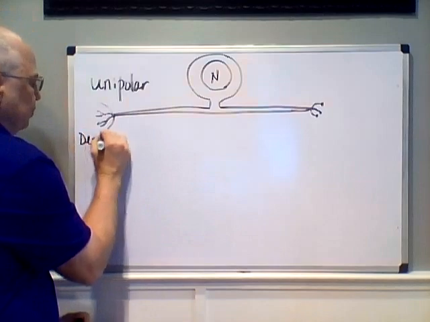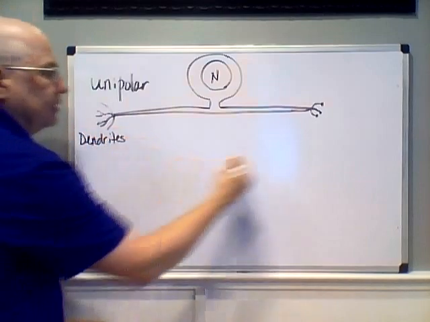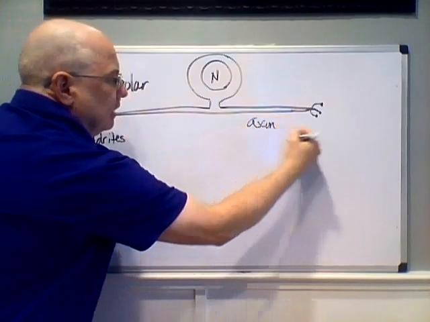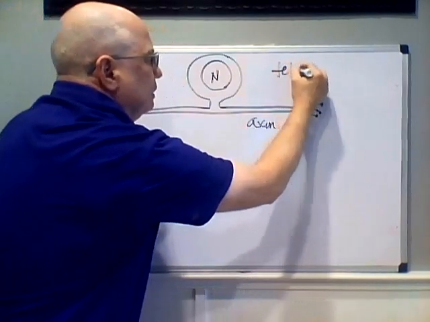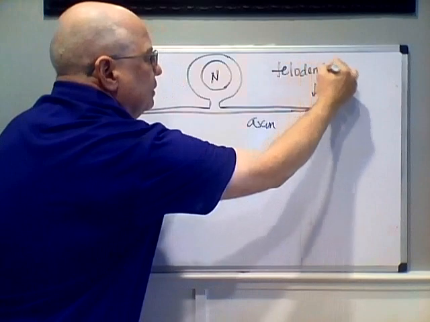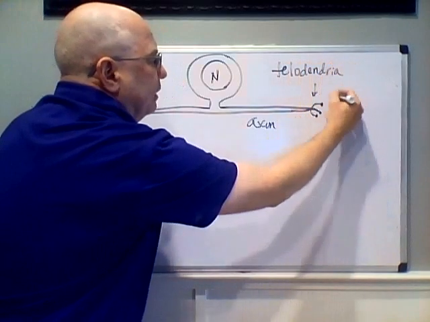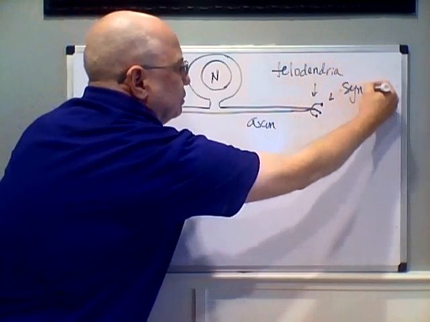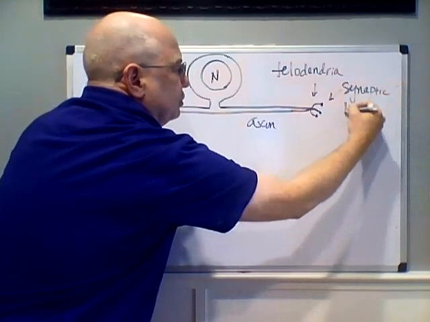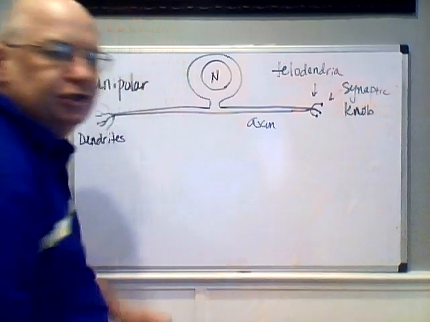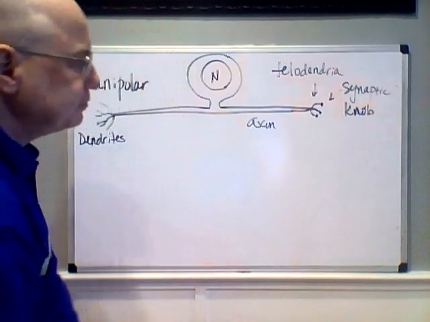These branches would be called the dendrites, and then this is the axon, and at the end of the axon, we're going to have these smaller branches. They are called telodendria. And then at the end, we would have synaptic knobs. Now, we talked a little bit about this when we did the neuromuscular junction. The synaptic knob is also called a synaptic terminal or synaptic button.